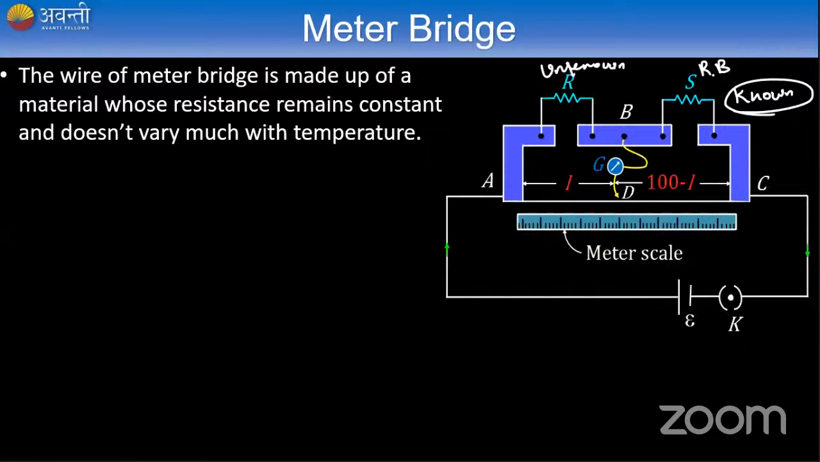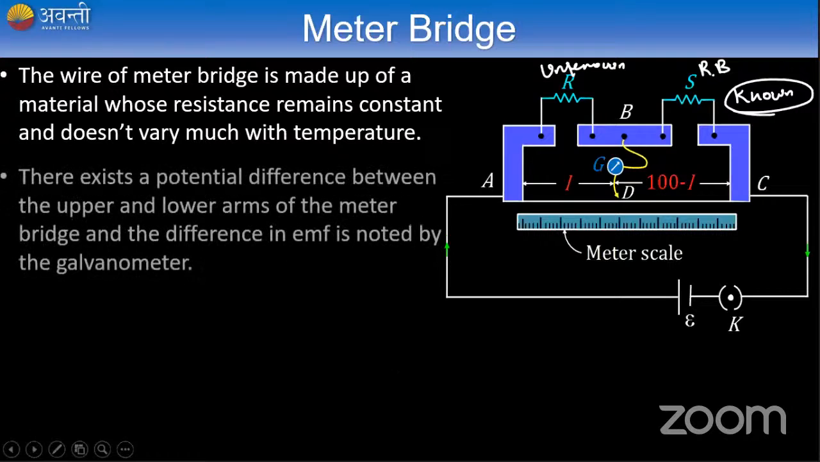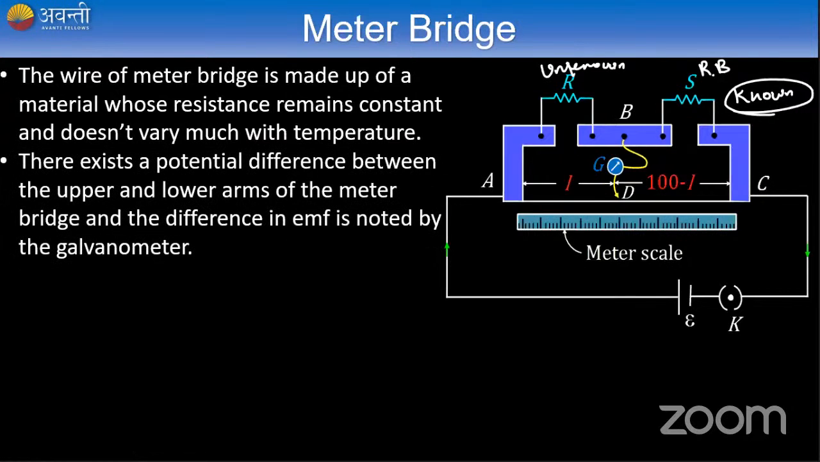Now I'll take this jockey, which is connected to the galvanometer. Since there exists a current, there exists a potential difference, right? There exists a potential difference between the upper arm and the lower arm of the meter bridge. So there will be a higher potential at this upper arm and some lower potential at this lower arm, maybe because of this length.